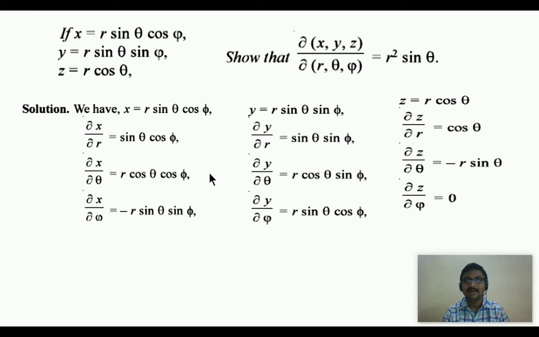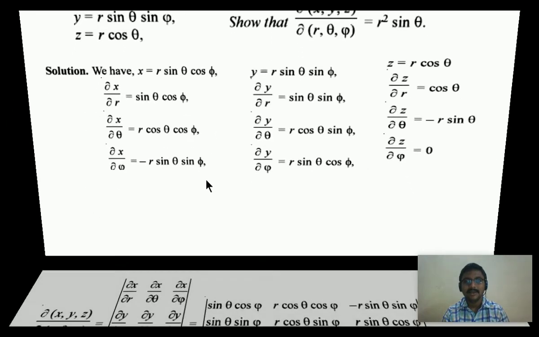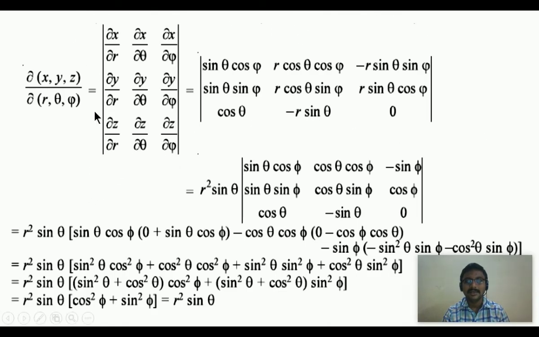So evaluating all these partial derivatives and now using the formula, that is dou of (x, y, z) by dou of (r, theta, phi), substituting all the above values. Now take r common in the second column, and in the third column we will have r square, and taking sin theta common in the third column. So thus we will have r square sin theta as the common factor, and then evaluating this determinant and simplifying, we will get like this.